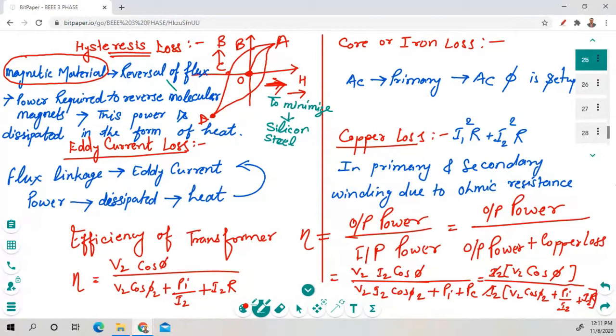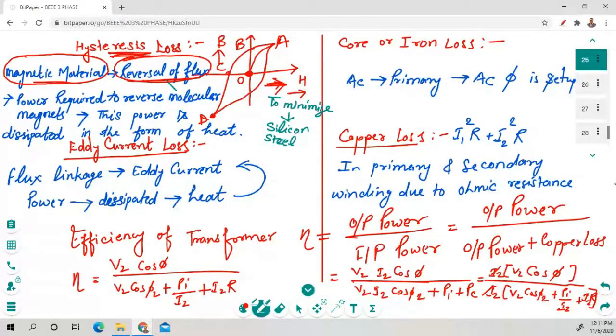So this process is continuously going on. So how does this process come under hysteresis loss? As you can see, magnetic materials are present in this whole process. Due to this reversal of flux, there is Lenz's law. So we have to use this reversal of flux using Lenz's law.